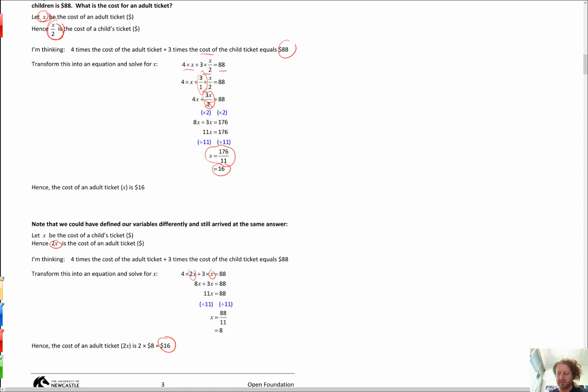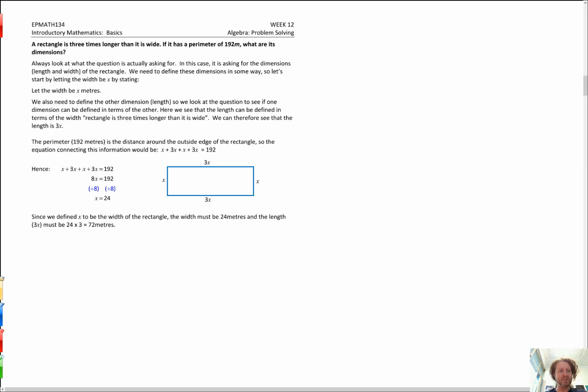Okay, let's go for another one. A rectangle is 3 times longer than it is wide. I admit I go straight to drawing a picture. As soon as I see word questions, unless it's clear, like I didn't draw a picture for movie tickets, I know how to buy movie tickets. But as soon as it became a little visual question, I drew a rectangle that looked about 3 times longer than it is wide. It has a perimeter of 192 metres, so all these 4 sides all around add to 192 metres. What are its dimensions?